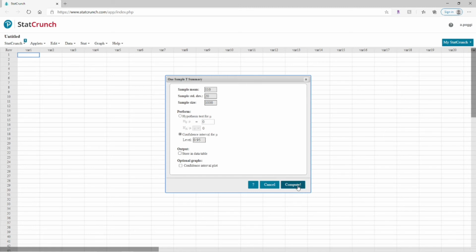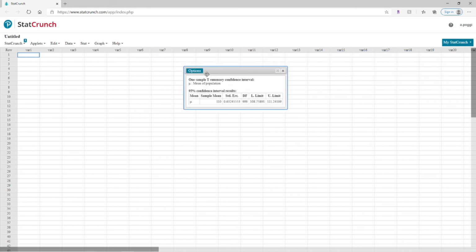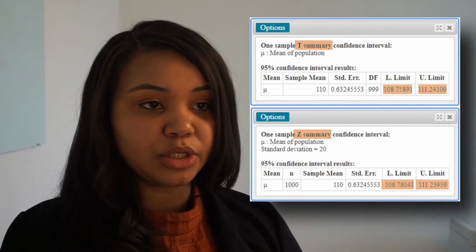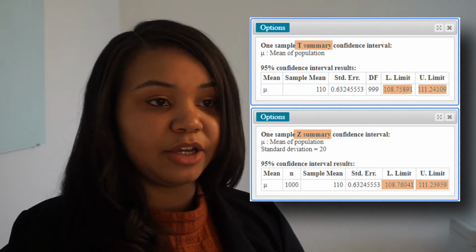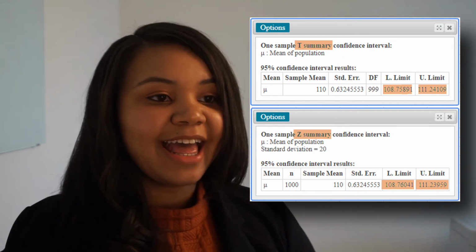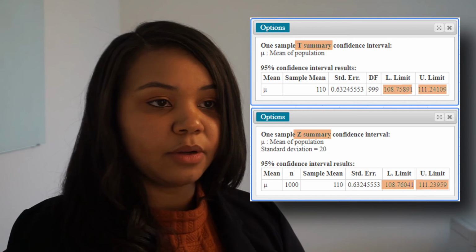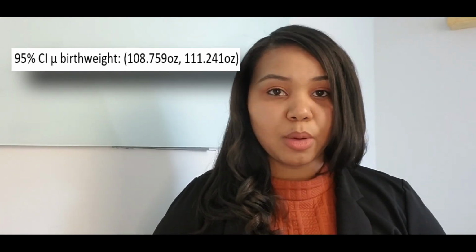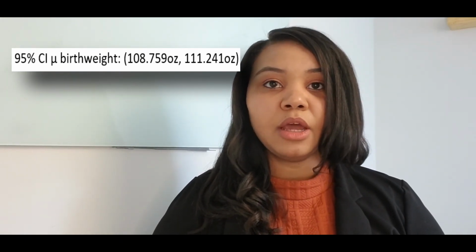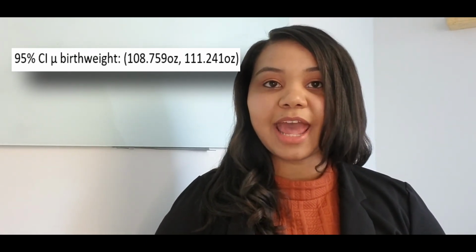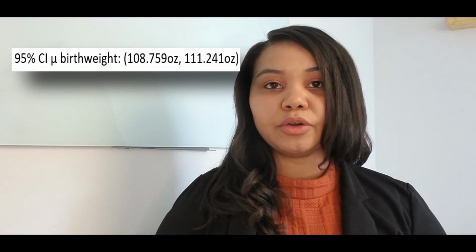Click on Compute. The output will provide the 95% confidence interval results for the mean with a standard error of 0.632, 999 degrees of freedom. The lower limit is 108.759, and the upper limit is 111.241. Therefore, we conclude that we are 95% confident that the true mean or the population mean of full-term infants' weight from this given population is between 108.759 and 111.241 ounces.